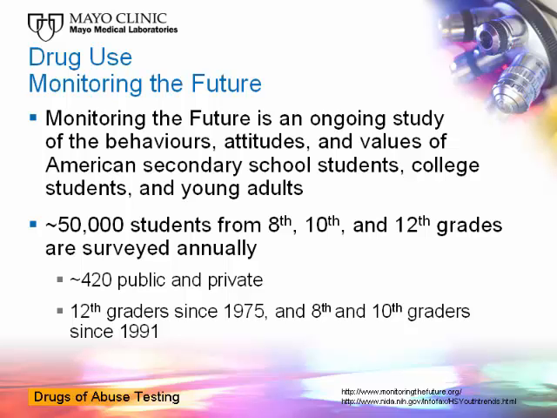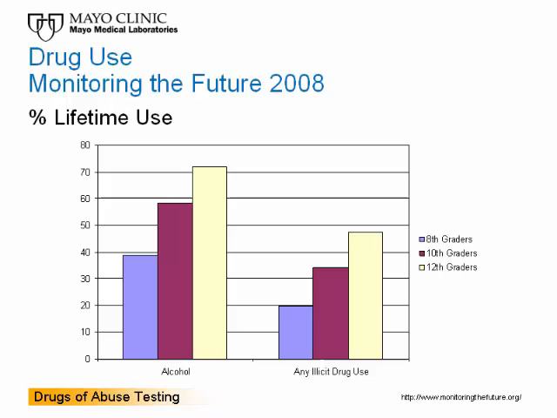That is an ongoing study of the behaviors, attitudes, and values of American secondary school students, college students, and young adults. About 50,000 students from grades 8, 10, and 12 are surveyed annually. They survey about 420 public and private schools, and they've been studying 12th graders since 1975 and 8th and 10th graders since 1991.